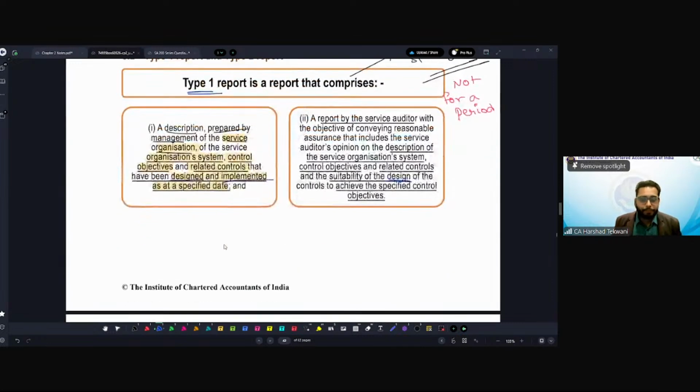Simple example: if I have a net worth report as on 31st March, net worth as on 31st March 2024, and another report that is net worth maintained during financial year 23-24, are these two reports the same? Tell me one thing.